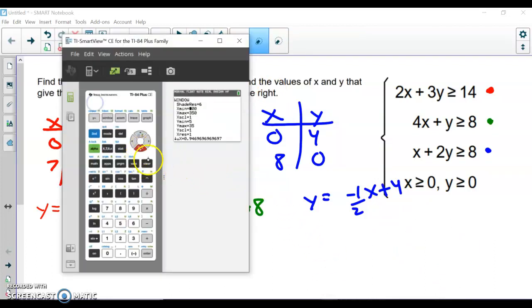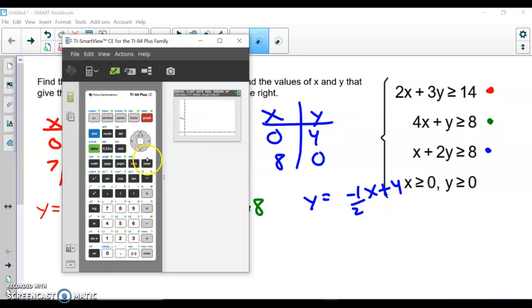Let's see. Our x min, well, we said it has to be bigger than or equal to 0. I like to see a little bit to the left, though, so maybe I'll make it negative 1. My x max, well, we said the biggest x was an 8, so maybe I'll just make it a 10. The y min, again, y is no smaller than 0. I like to see a little bit below the axis, so negative 1. We could make it really anything you want, but it's a preference. Biggest y was 8, so I'll just make that 10 again, to see a little bit above the 8.